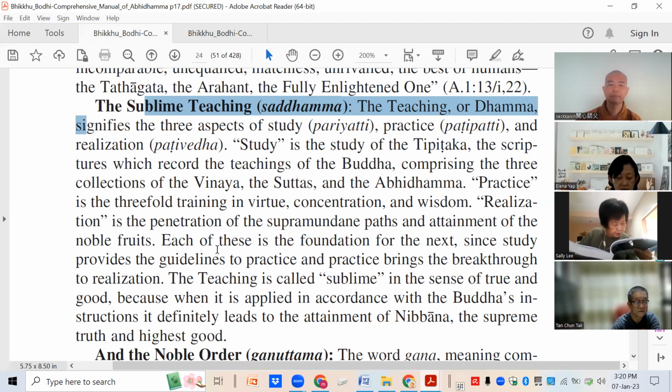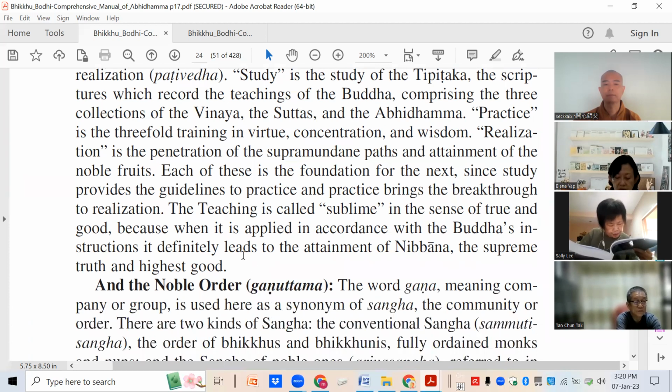Since study provides the guideline to practice, and practice brings the breakthrough to realization, the teaching is called sublime in the sense of true and good, because when it is applied in accordance with the Buddha's instructions, it definitely leads to the attainment of Nibbana, the supreme truth and the highest good.